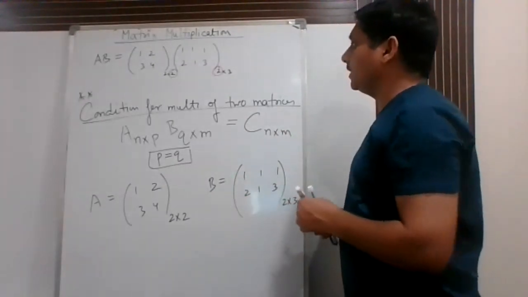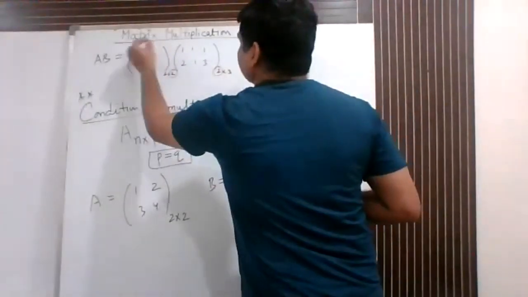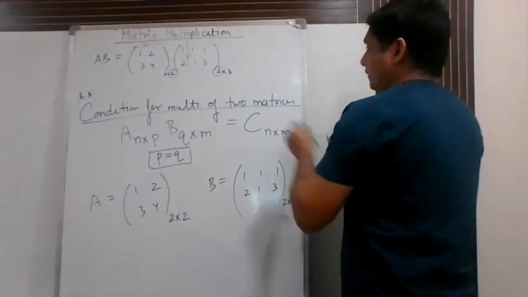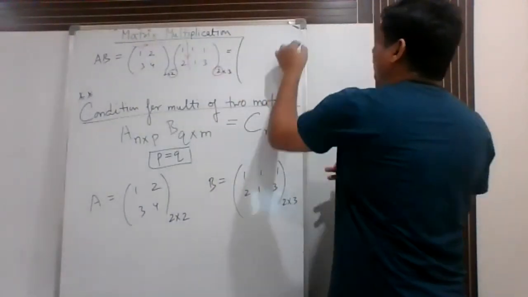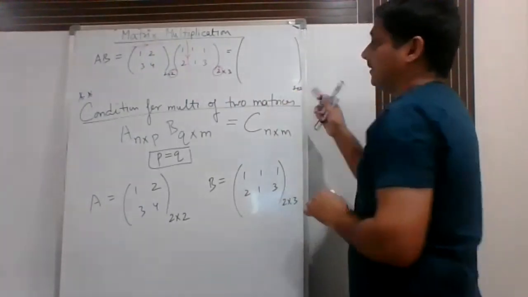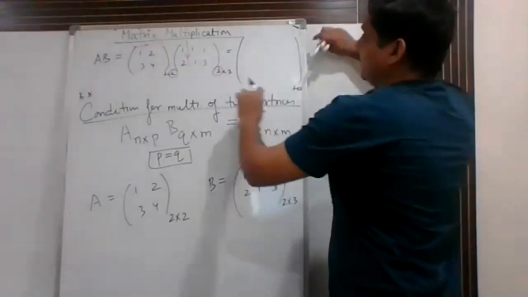Now let us do the multiplication. So for multiplication, you will proceed by the same method, horizontal, and here you will move vertically. So when you feed the entries, they will be of the form. Now answer will be of the form 2 cross 3. It is quite visible because this is 2 and this is 3. So let us multiply them.